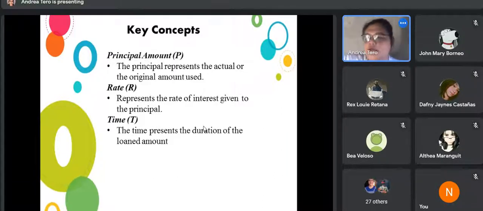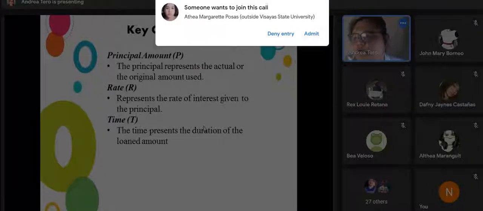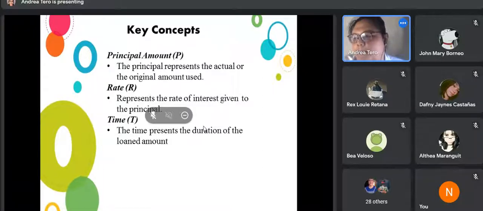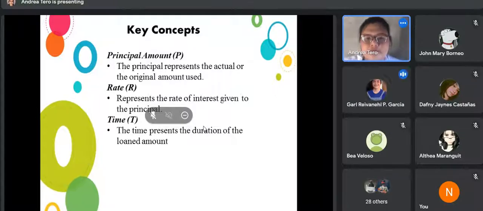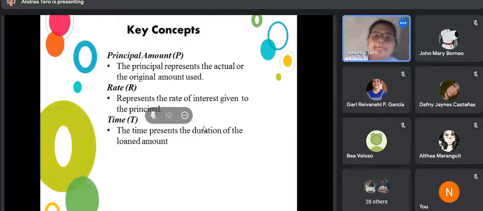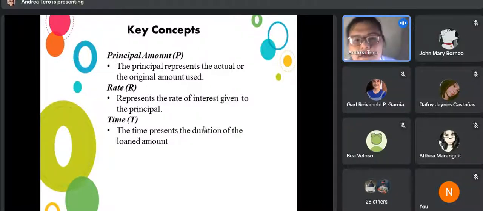Time. Can you read the definition of time? Time represents the duration of the loan amount. If you save, the time is how long you keep your money in the bank. If you loan, how long will you pay for your loan? Time can be represented in years or months.